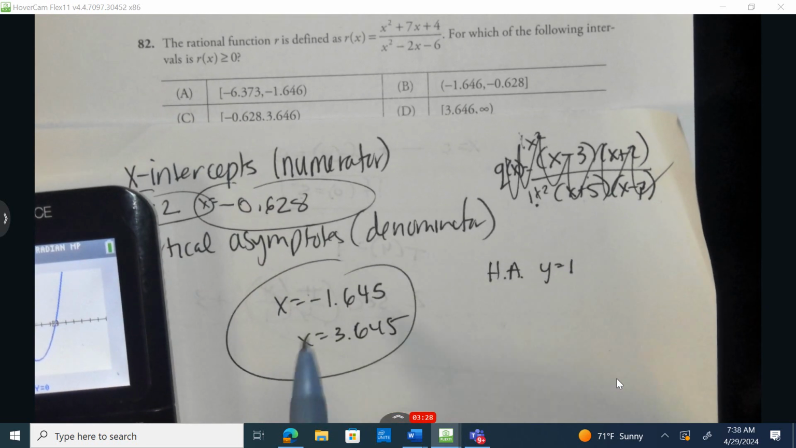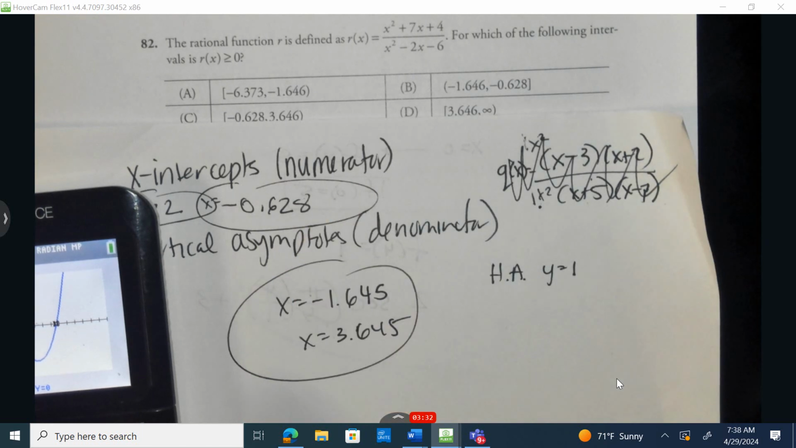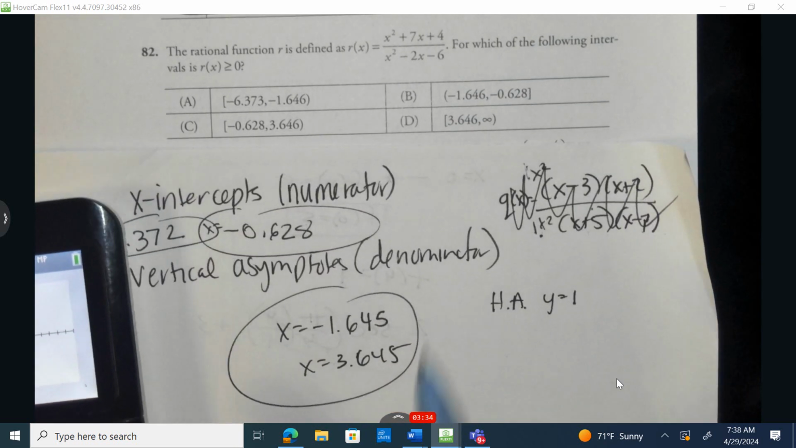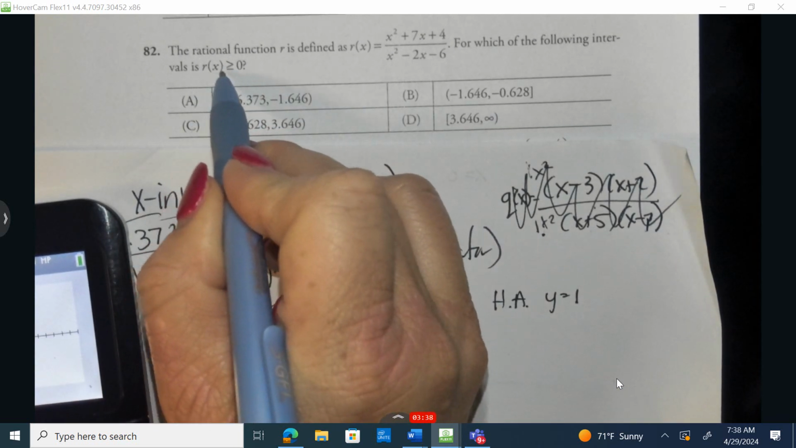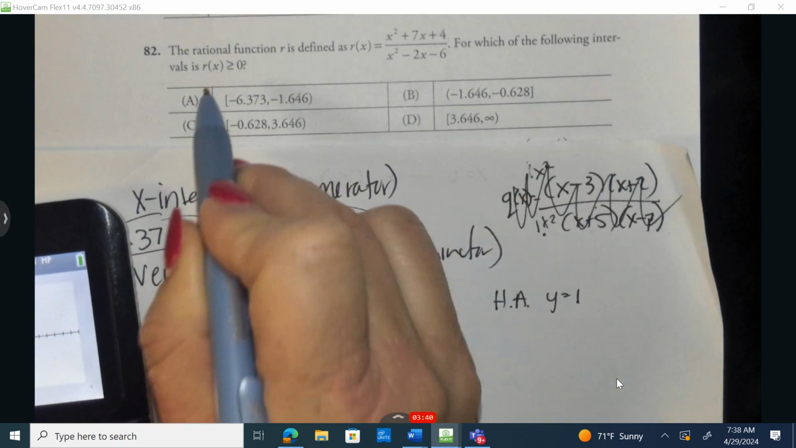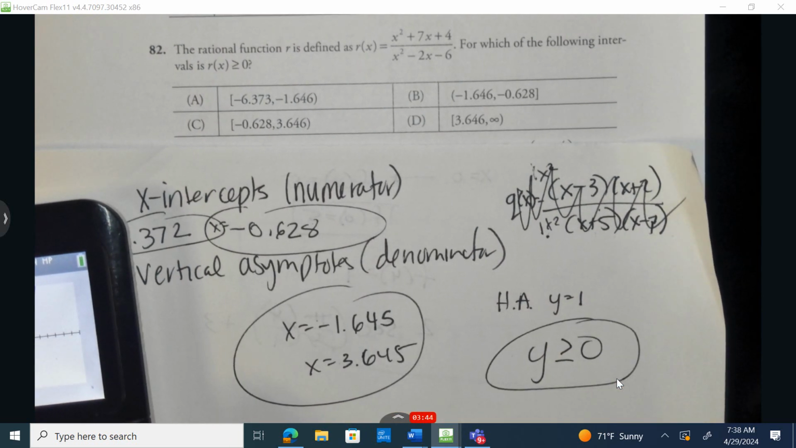So these are vertical asymptotes. That means the graph will have no output value on vertical asymptotes. Keep that in mind. I'm already looking up here and I can see this. We're asked, where are the y's? Remember, r of x is like y's. Where are the y's? We want to know where y is greater than or equal to 0.